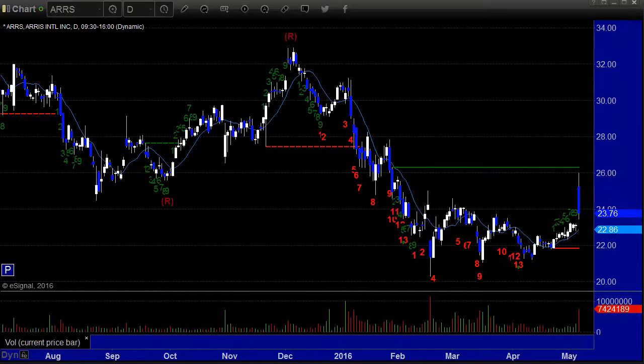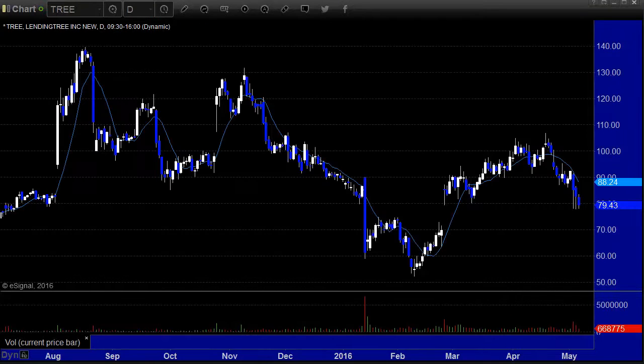Here's one. This is a buy signal on ARRS. You can see the signal right at the beginning of April. Curled up, and we've already hit the target range here, which is the green line, so the risk line's gone.